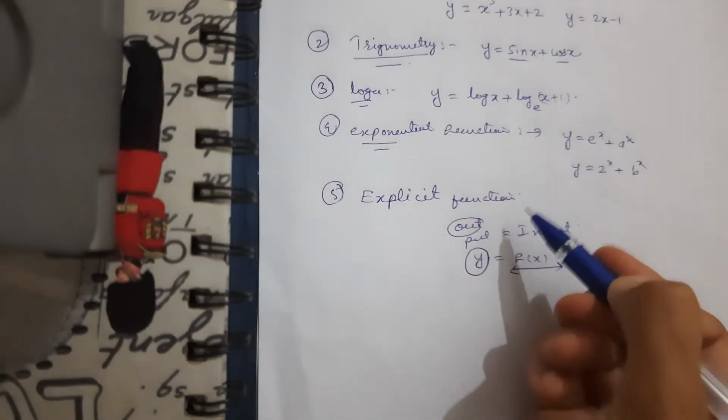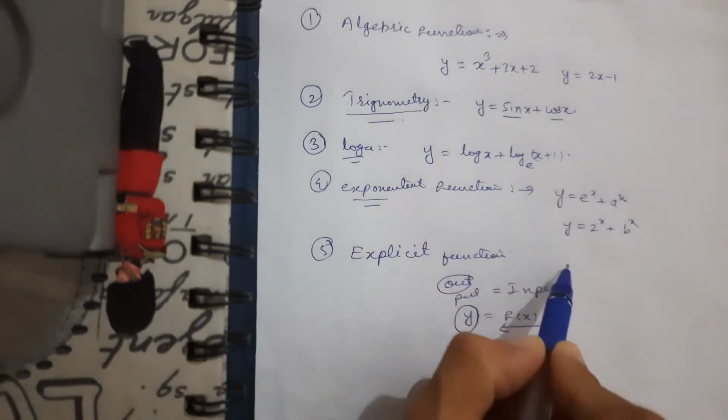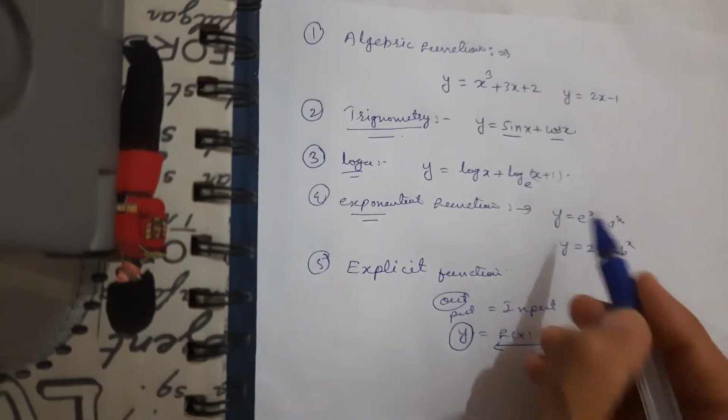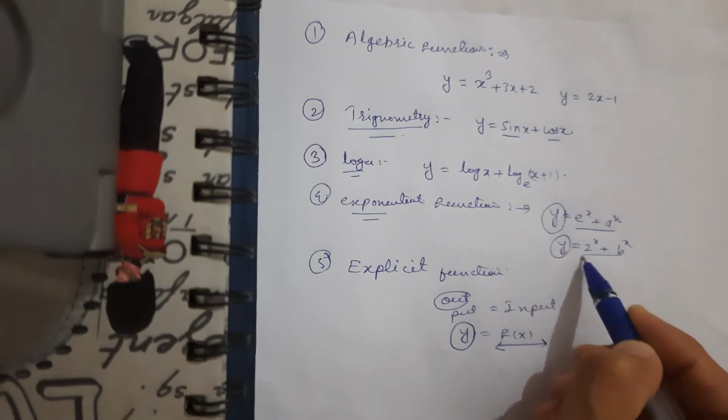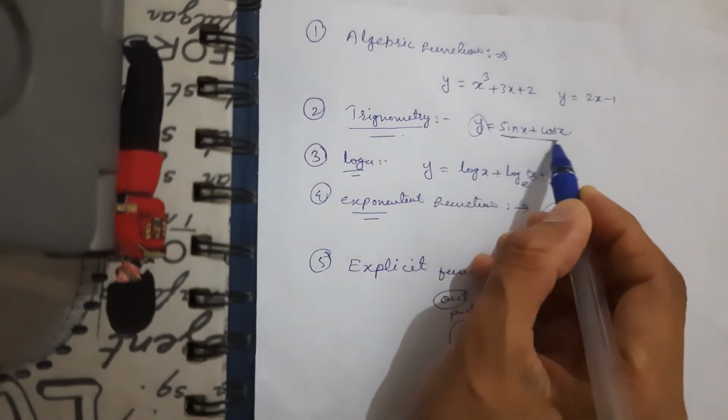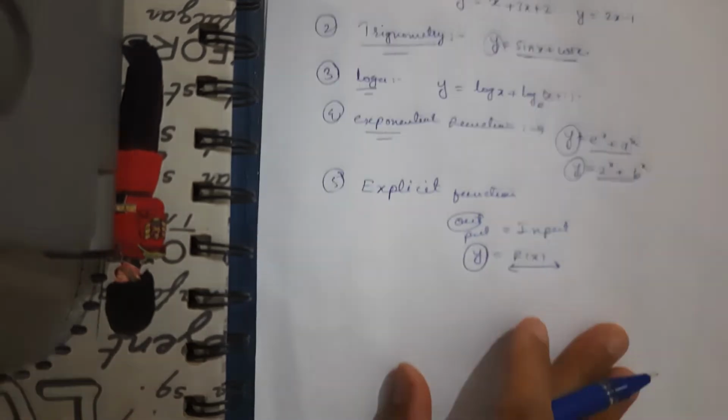So all these examples are explicit functions. You have output on one side and input on another side. Output here, input here. Output here, input here. So all these are explicit functions.